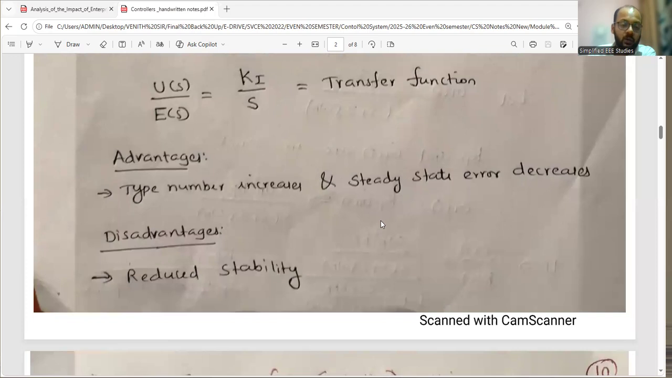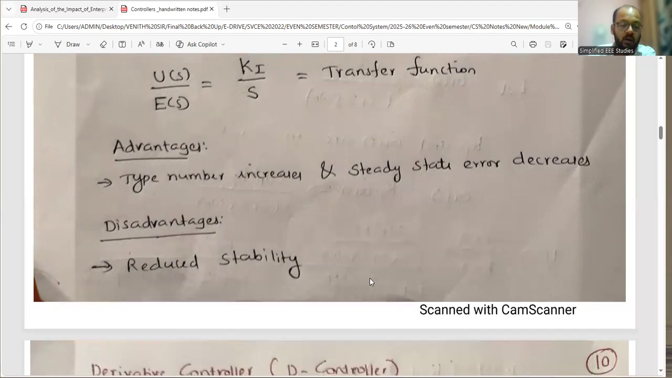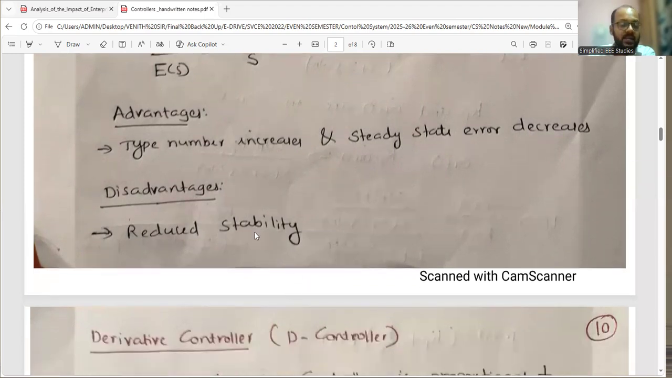If I use an integral controller, the type number increases. Also, steady state error will come down. That is a plus point of using an integral controller. However, stability is a major concern of the integral controller. That is a major limitation.